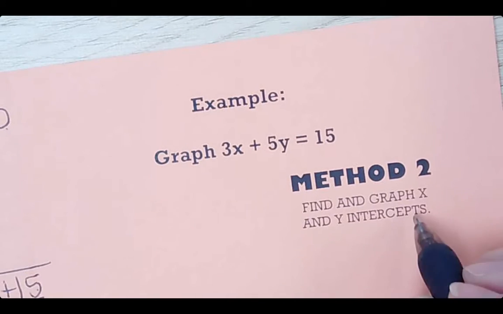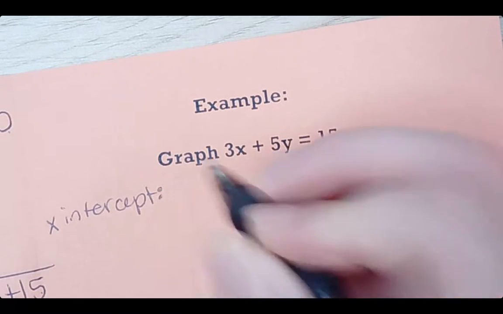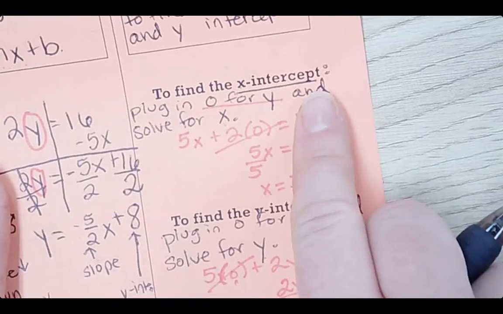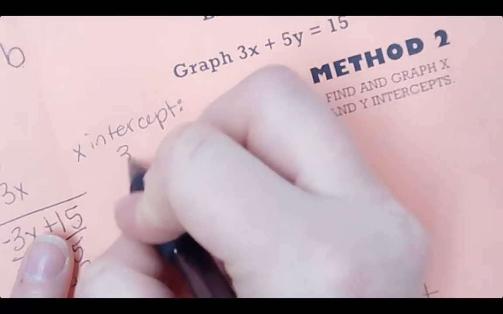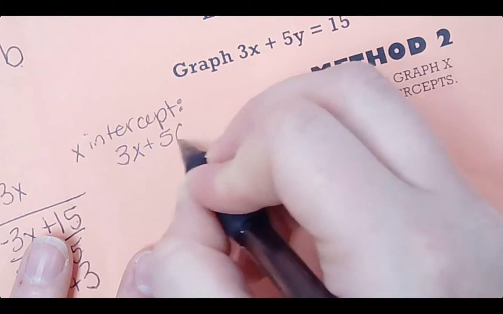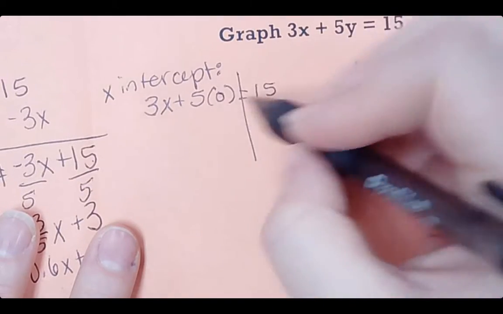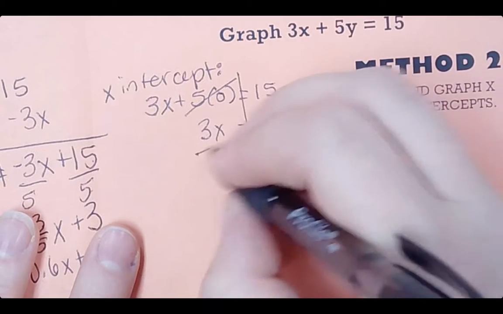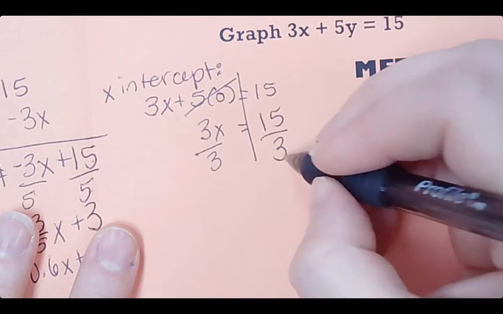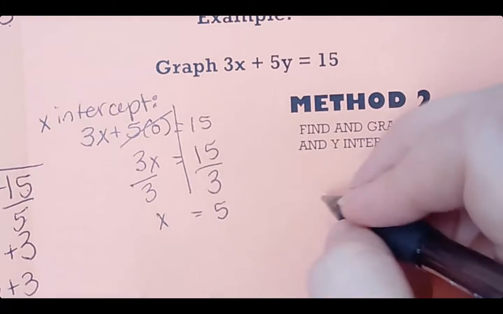So method 2 says graph your intercepts. So we are going to do the x-intercept. Let's look back at what it says to do for the x-intercept. It says plug in 0 for y and solve for x. X-intercept, we're solving for x, so we're going to plug in a 0 for y. Okay, so 5 times 0 is 0, so we're just left with 3x equals 15. So divide by 3. 15 divided by 3 is 5. That's your x-intercept.